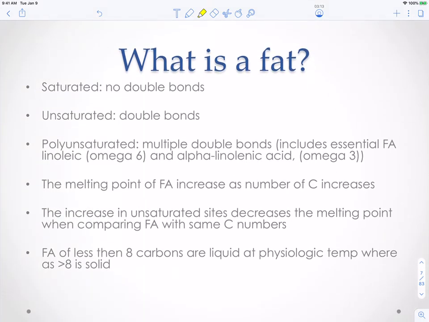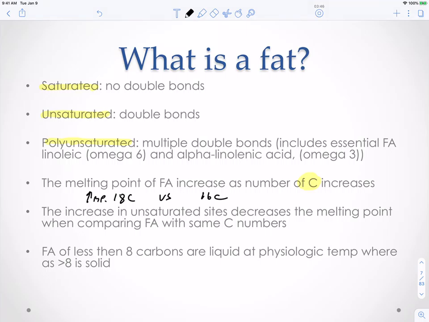So, as we talked about before, saturated means no double bonds, hydrogens. Unsaturated means double bonds. Polyunsaturated is going to have multiple double bonds. There are some very important polyunsaturated fatty acids. Our essential fatty acids are omega-6 and omega-3, linoleic acid and alpha-linolenic acid. As you increase the number of carbons, you increase the melting point. So an 18 carbon versus a 16 carbon, the 18 will have the higher melting point between the two, for example.